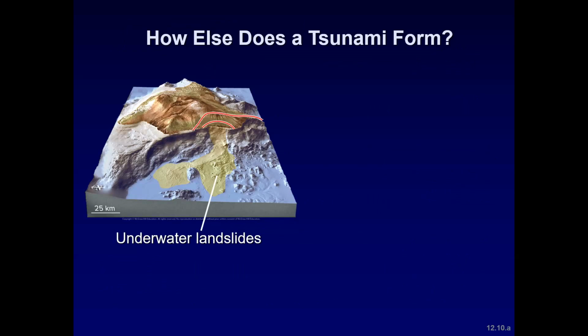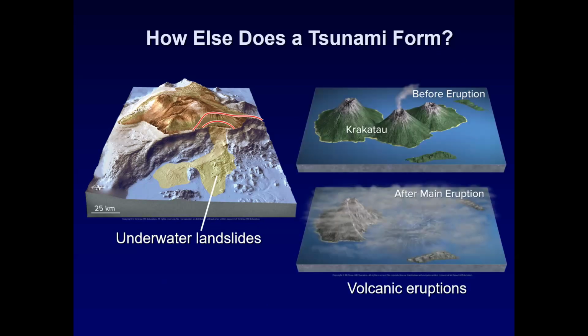So, how else does a tsunami form? Underwater landslides, those will displace water. Volcanic eruptions, you have catastrophic volcanic eruptions removing land, which allows ocean water to rush in. All right, so like Krakatoa was an issue. There they had not only volcanism but also a tsunami associated with that collapse.